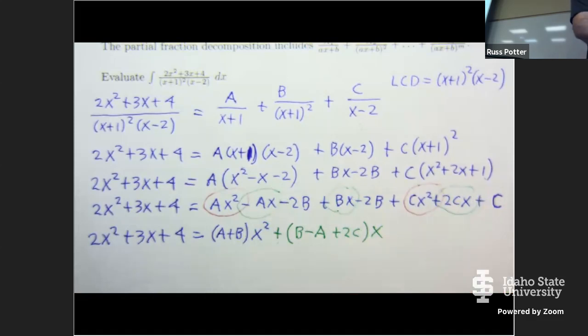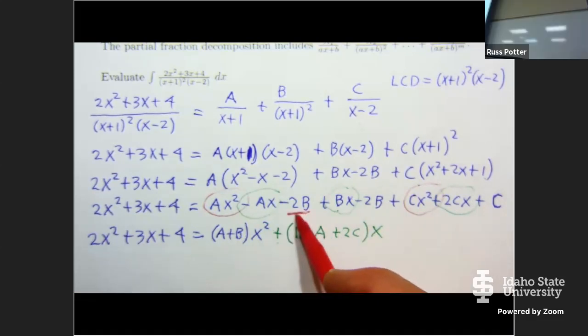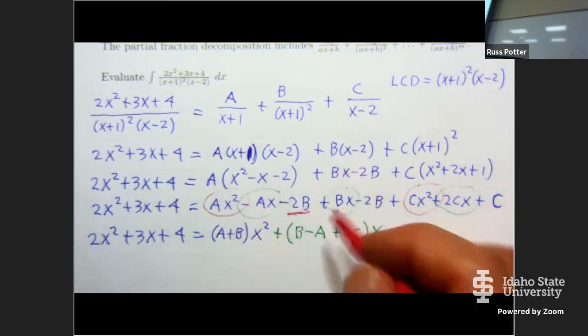And then there's a constant. So the constant on the right-hand side is minus 2b. Did I do something wrong? Yeah, I did something wrong. I think that's supposed to be 2a instead of 2. This should not be minus 2b. This should be minus 2a.